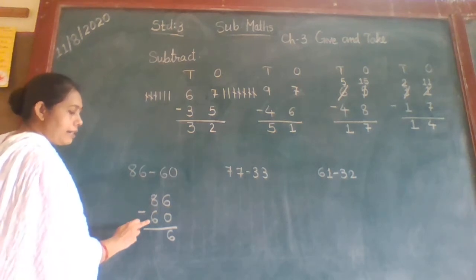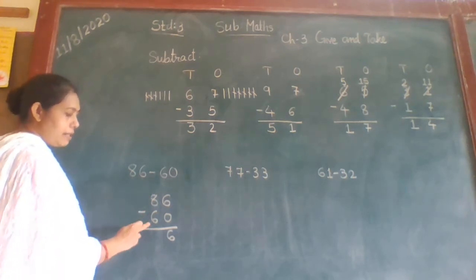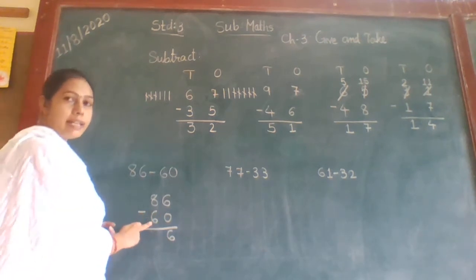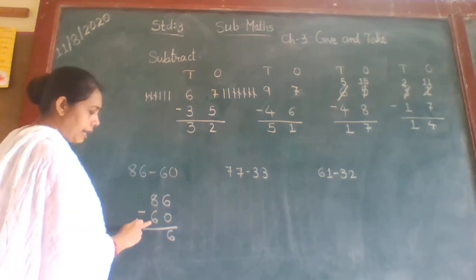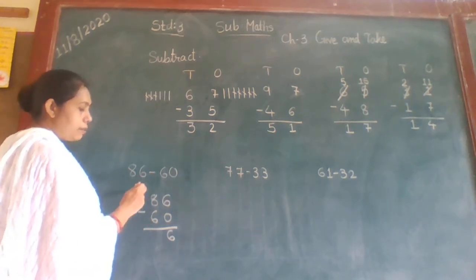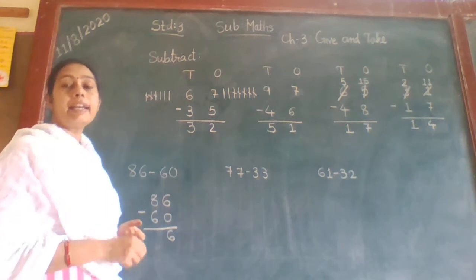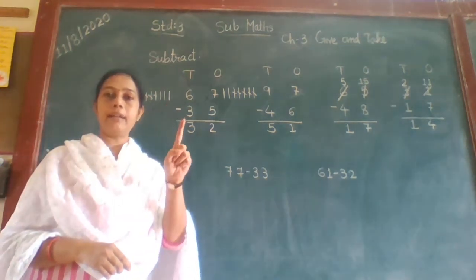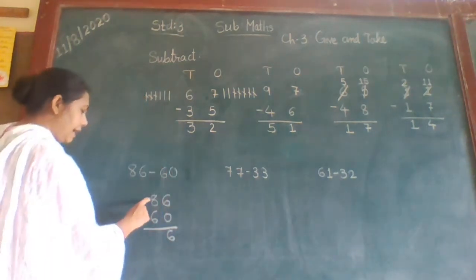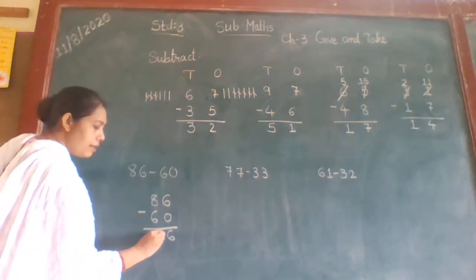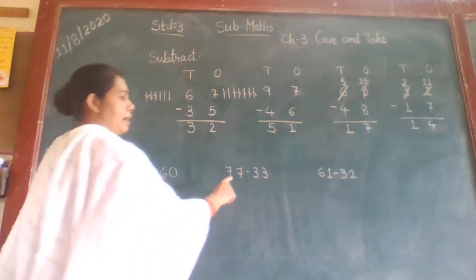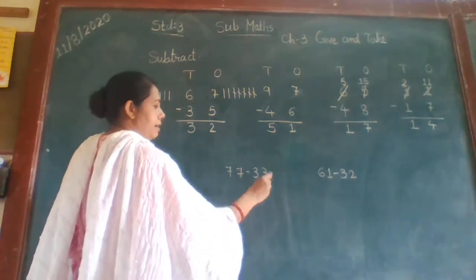And 8 minus 6, tens place. We subtract the tens place. What is on the tens place in the second number? 6 is there. So after 6 we have to count the fingers till 8. After 6: 7, 8. How many fingers did you get? 2. Means 8 minus 6 is equal to 2. Your answer is 26.